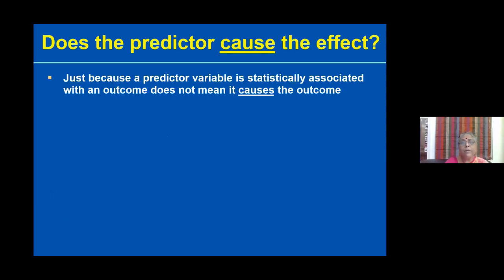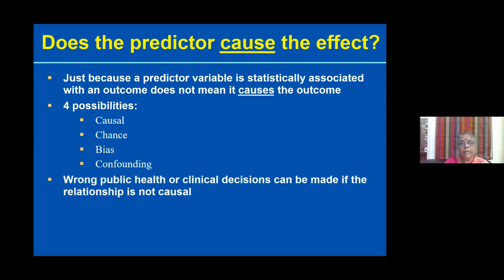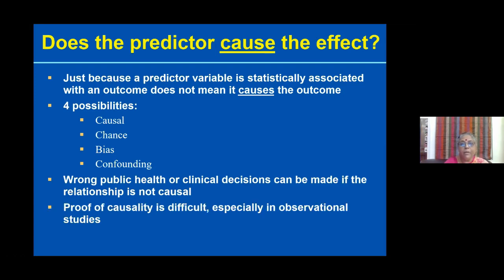So now, just because a predictor variable is statistically associated with an outcome, does it mean that it causes the outcome? There are four possibilities. Either it is causal, or the results have come out favoring you by chance, or some bias or error has been introduced, or there could be confounding. So many wrong public health or clinical decisions can be made if the relationship is not causal. So proof of causality is difficult, especially in observational studies.